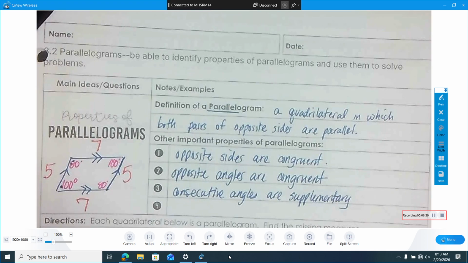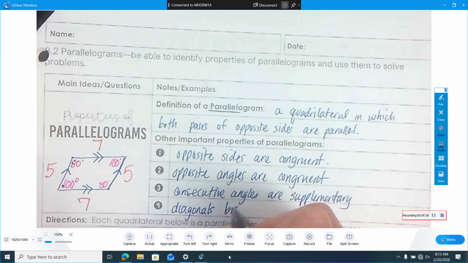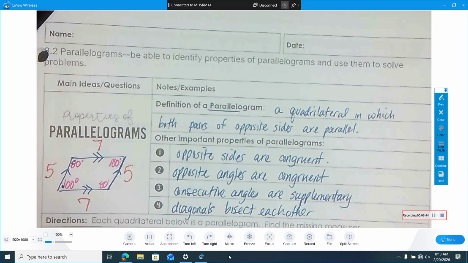Let's see. Also, last but not least, the diagonals bisect each other. The diagonals bisect each other, and that's kind of interesting.